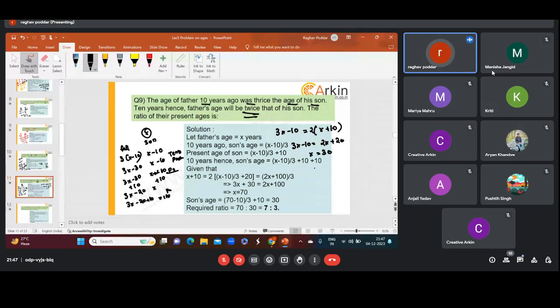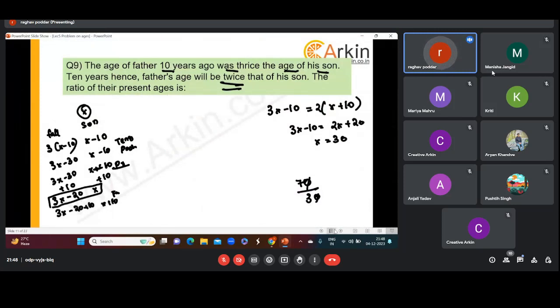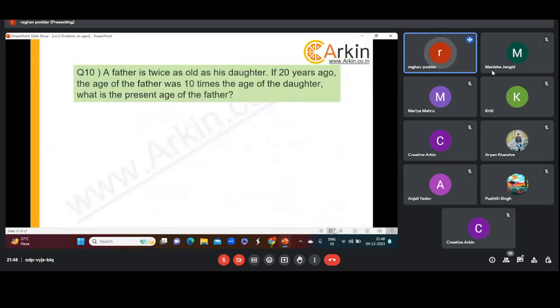If x is equal to 30, I need to find the ratio of their present age. Present age was what? 3x minus 20 and x, that is 3 into 30, 90, minus 20 which is 70, upon son's which is 30. So the ratio becomes what? 7 is to 3. Did everyone understand? Always from past come to present and then from present go to future. Any doubt anyone has? Everyone clear with this? Superb. Let's go on to the next question.